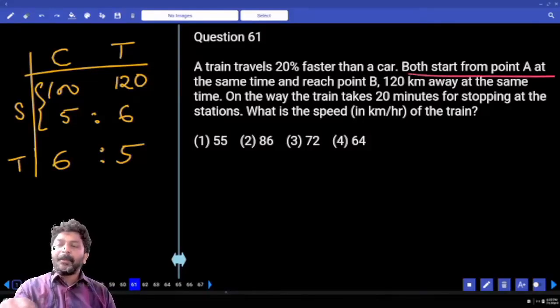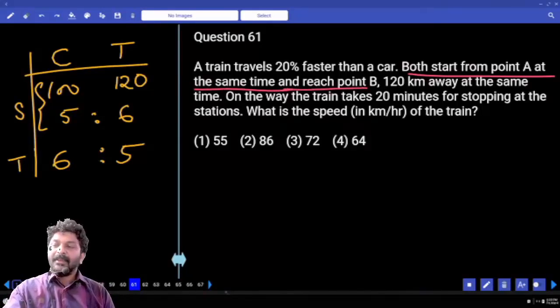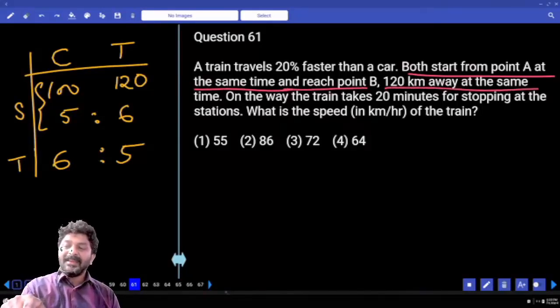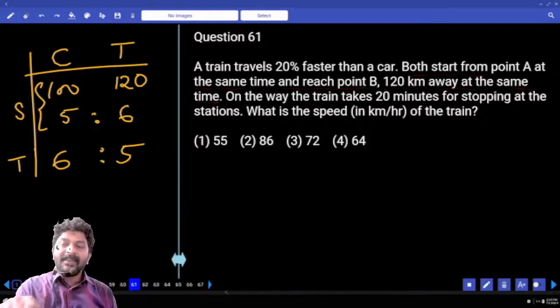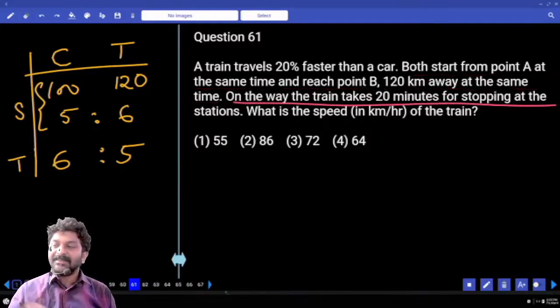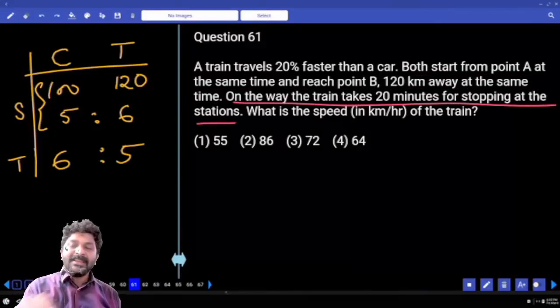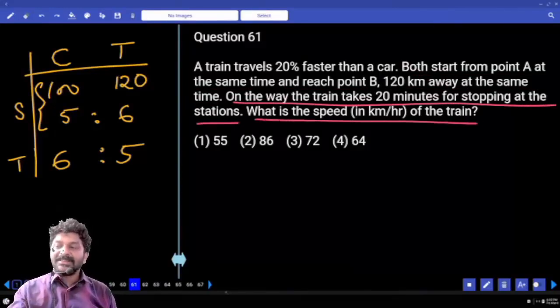Both start from a point A at the same time and reach point B, 120 kilometers away, at the same time. That means starting time and the time they reach the destination both are same. On the way, train takes 20 minutes for stopping at the station. What is the speed of the train?